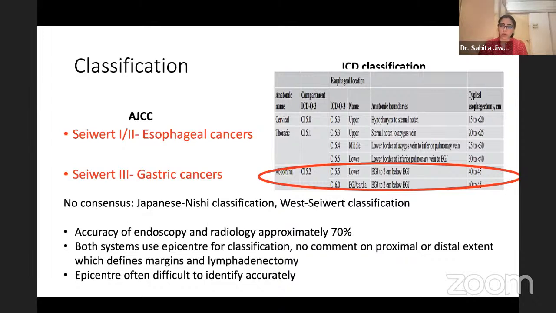So you will only get it with experience, seeing more and more cases, seeing the endoscopy, the radiology, and also the intraoperative findings. Dissect your specimens after you've excised them, and then you will get a clear understanding of where the epicenter of the disease was.